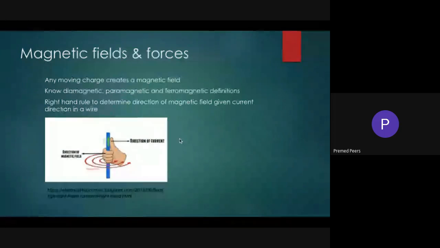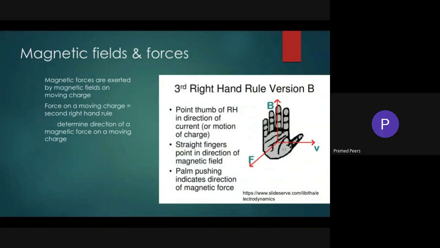All right. That was it for that slide. And then this is the second right-hand rule. Ignore the third. I don't think that matters. Magnetic forces are exerted by magnetic fields on moving charges as well, not just current in a wire. So when you have the magnetic field direction and the direction of a moving charge, which is your velocity, B is your magnetic field, V is the velocity of the moving charge, and F is what you're trying to figure out.